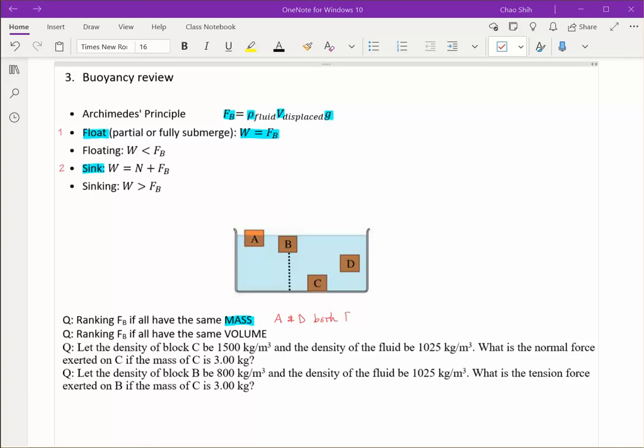The only difference is partially or fully submerged. So A is partially submerged, D is fully submerged. But it doesn't matter which case that is. Their buoyancy force is going to be equal to their weight, which means their buoyancy force should be the same if they have the same mass.